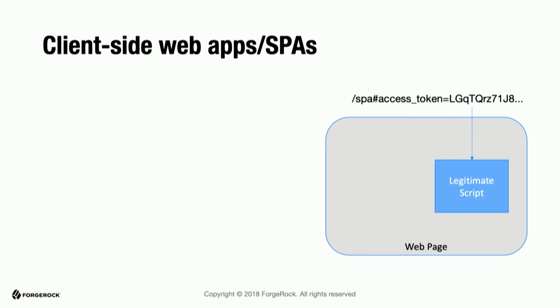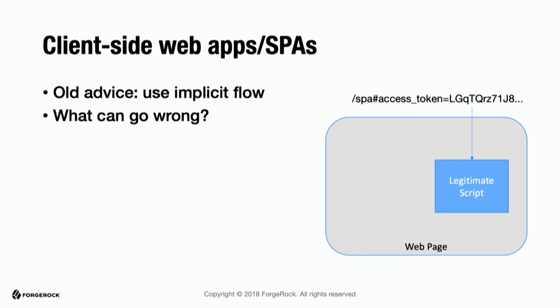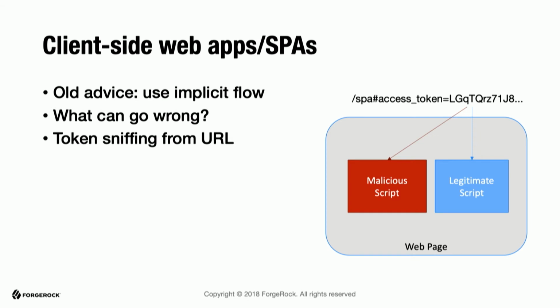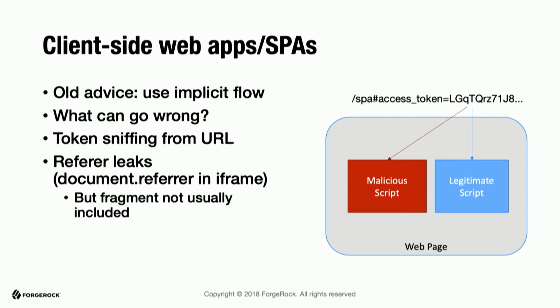So client-side web apps and single-page apps. The old advice is to use the implicit flow. You can't do any better in a web app. So there's various things that can go wrong. A malicious script that happens to be running in the same context as your web page can sniff access tokens from the URL. Access tokens can leak. If you're using the fragment, this is kind of okay, but if you're using the query parameter redirect thing, like I said before, don't put stuff in query parameters. It can leak in logs and in the document referrer.